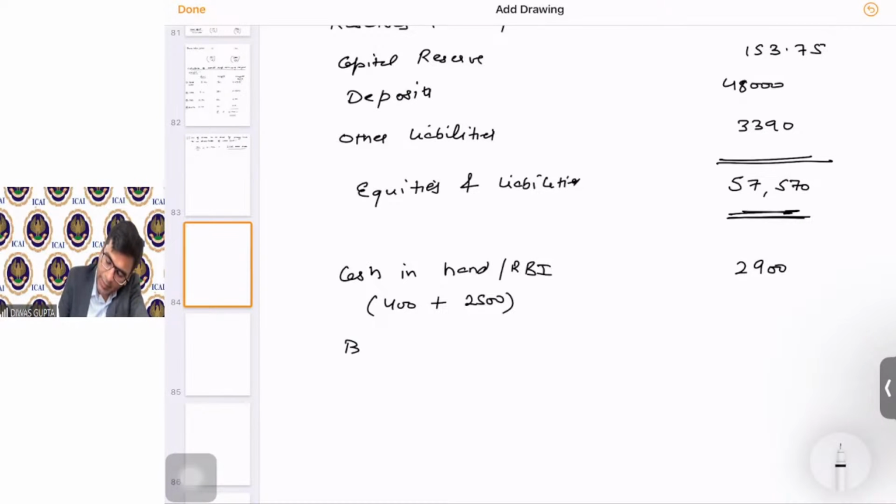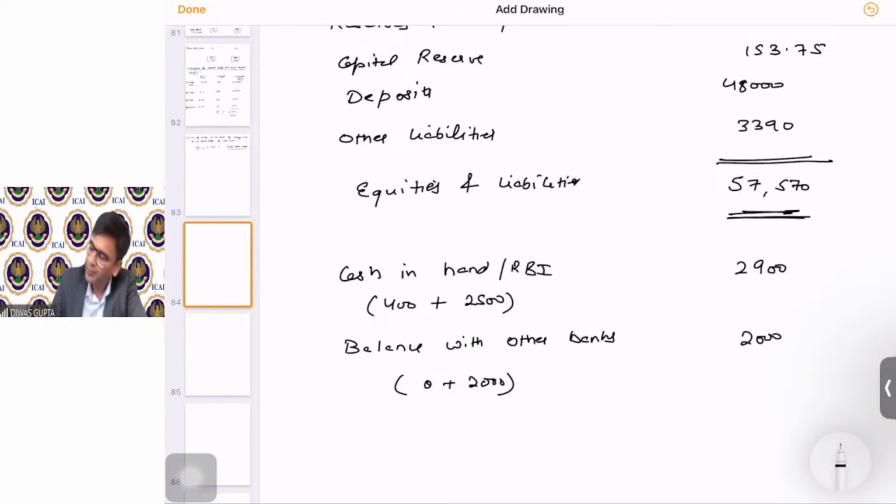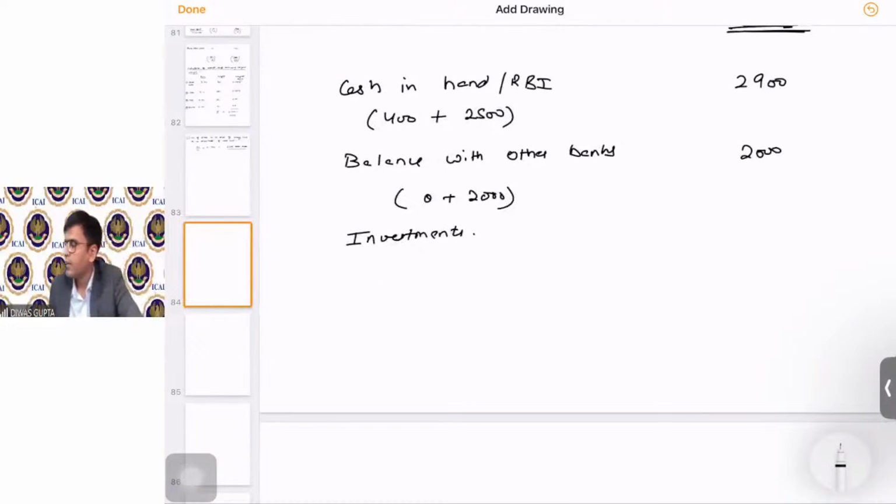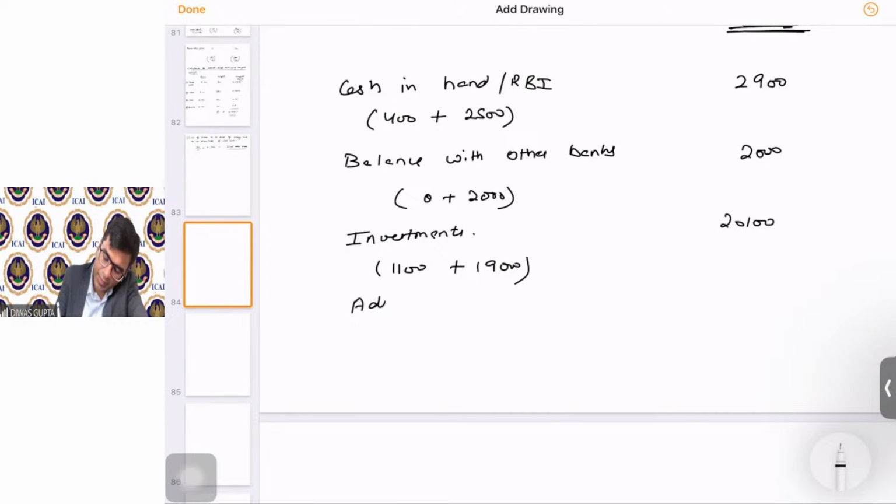Then balance with other banks. This is how much? 0 plus 2,000. So in totality, 2,000. Investments. Investments are 1,100 and 19,000. Okay. 20,100. Then advances. 3,500 plus 27,000. 30,500.